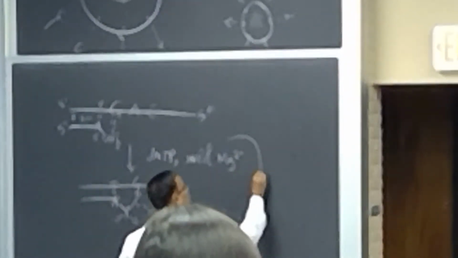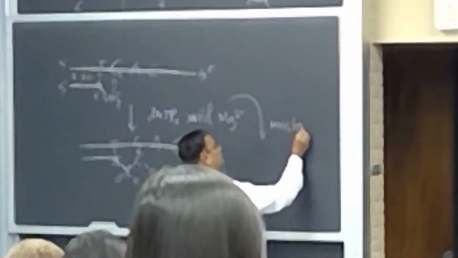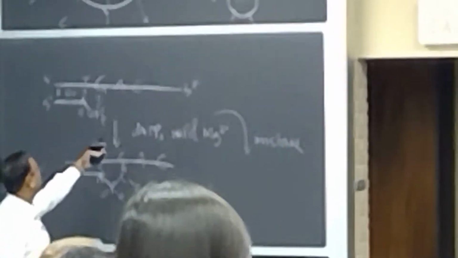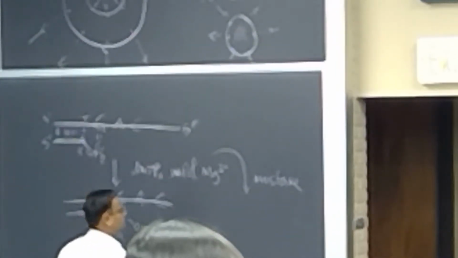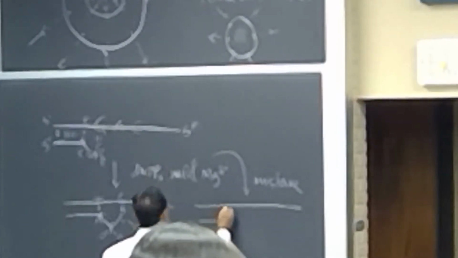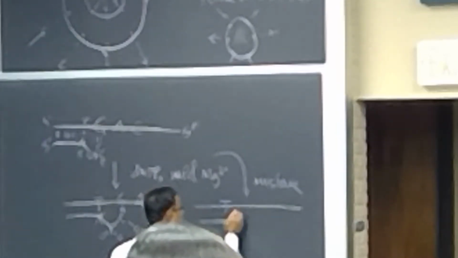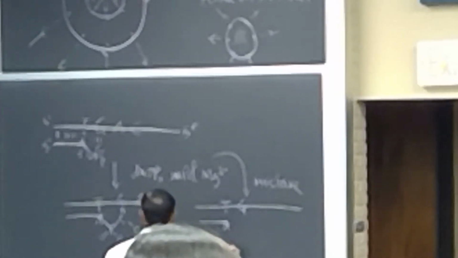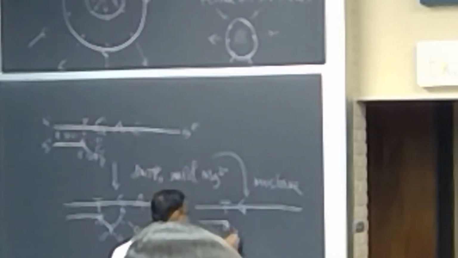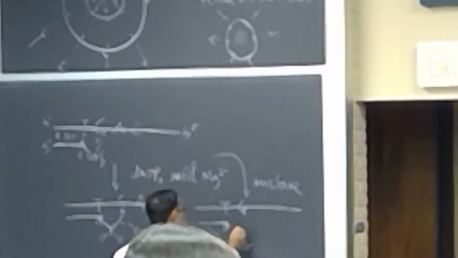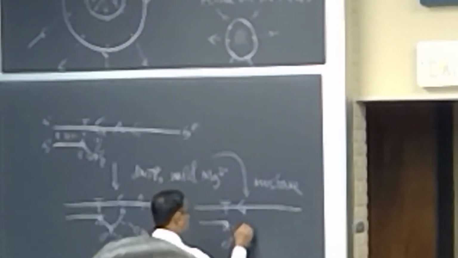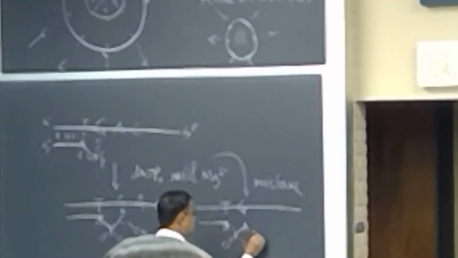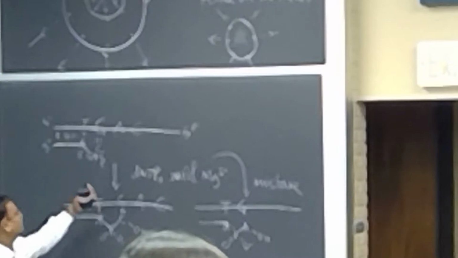But sometimes by mistake, it happens that instead of CTP, another nucleotide got incorporated. So this is a mistake. You have T, A, G, instead of C, let's say it became A. Any other nucleotide other than C.